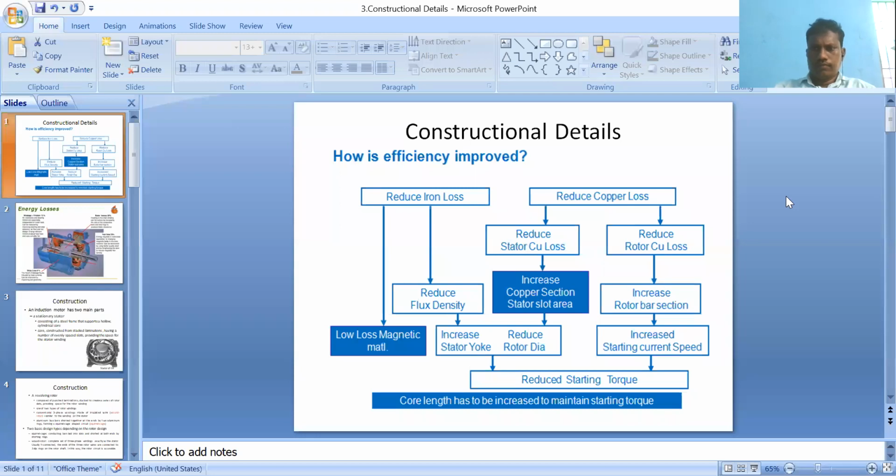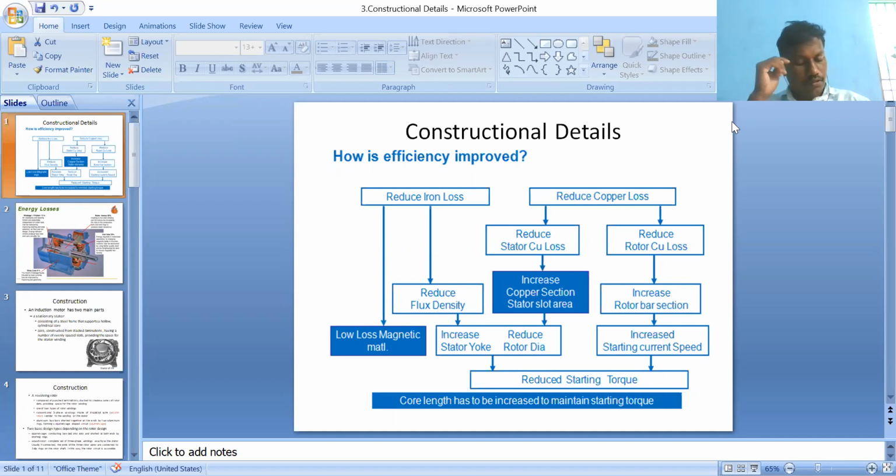Hello, today we are discussing the construction details of an energy efficient motor. So here we consider the induction motor. Induction motor construction. First we discuss how to improve the efficiency by using some materials.